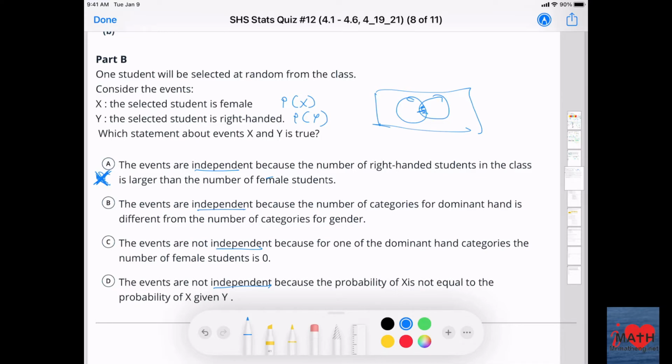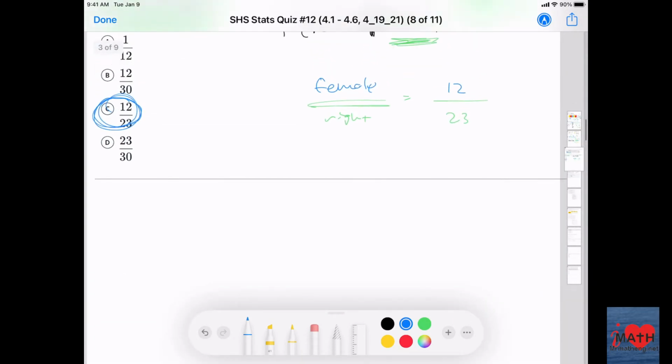B, the events are independent because the number of categories for dominant hand is different from the number of categories for gender. No. And C, the events are not independent. Okay, I like this one. I like independent. I'm going to circle that. Because for one of the dominant hand categories, the number of females is 0. You can take a look at that one.